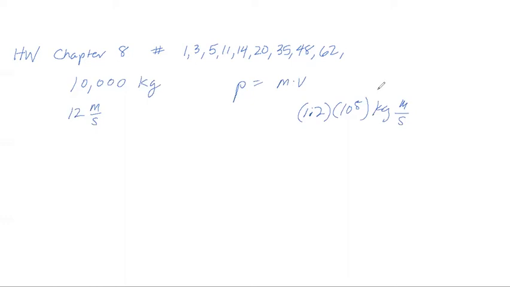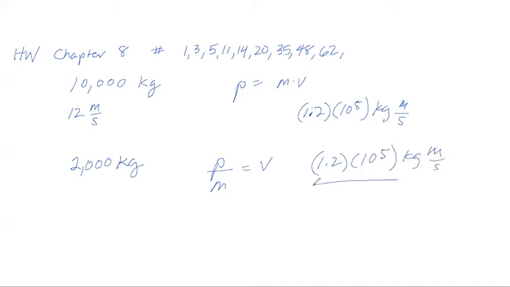Anyway, moving on. So now what speed would a 2,000 kilogram SUV have to have in order to have the same momentum? So we're going to do P divided by M equals V. So 1.2 times 10 to the 5th kilograms meters over seconds divided by 2,000 kilograms is going to give me 60 meters per second.